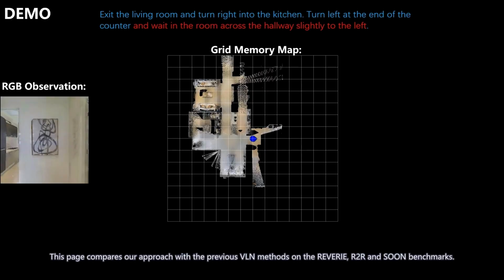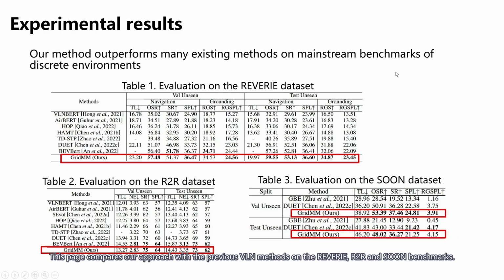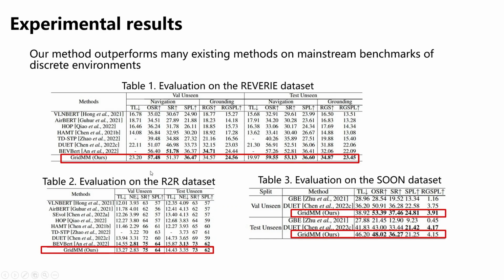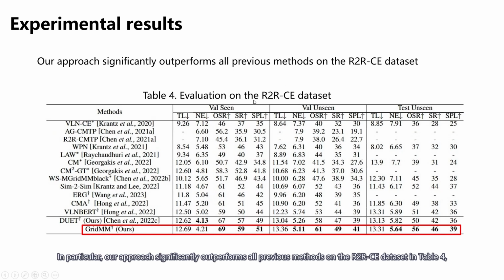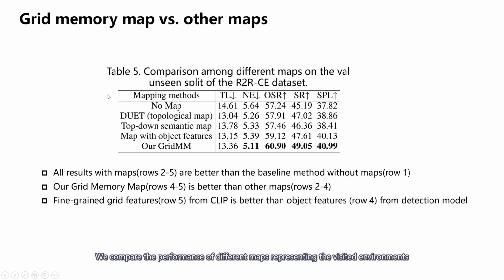This page compares our approach with the previous VLN methods on the REVERIE, R2R and SOON benchmarks. Our method outperforms many existing methods on mainstream benchmarks of discrete environments. In particular, our approach significantly outperforms all previous methods on the R2R-CE dataset in Table 4, demonstrating the effectiveness of our method for VLN-CE. We compare the performance of different maps representing the visited environments on the val unseen split of the R2R-CE dataset. Results in Table 5 indicate that our method is superior to the topological and semantic maps.